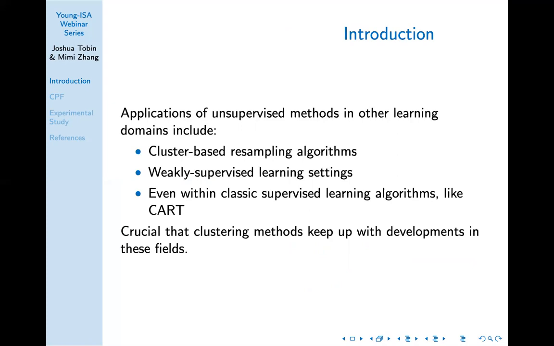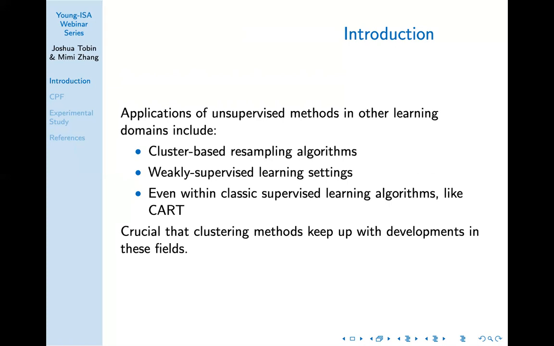An example of applications which use clustering methods in other learning domains: cluster-based resampling algorithms are really commonly used in imbalanced data and multi-class classification settings. Weakly supervised learning settings like semi-supervised learning and multiple instance learning use clustering methods to propagate labels throughout data. And even within supervised learning algorithms like decision trees, clustering has been used to improve getting splitting criteria in decision tree algorithms such as CART.